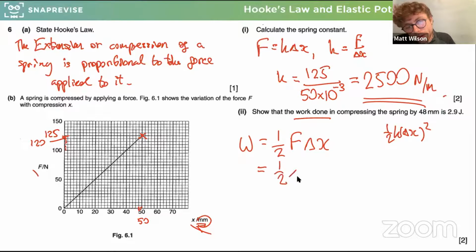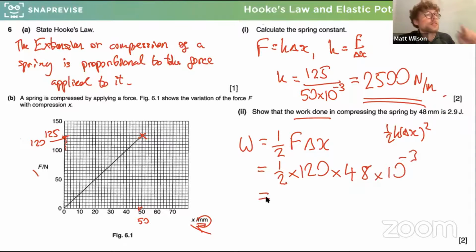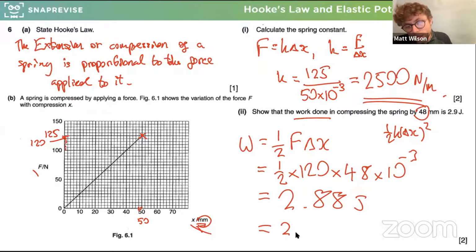What do we have? We have a half times, well, the force we agreed was 120. And the change in distance here was 48 millimeters. 48 times, as always, 10 to the minus 3 to make that into standard units. Chuck that in a calculator and you get a very pleasant looking number, 2.88 joules. They asked us to show that it's 2.9 joules, and that is correct because everything they gave us is 2 significant figures. So that is indeed 2.9 joules to 2 significant figures.